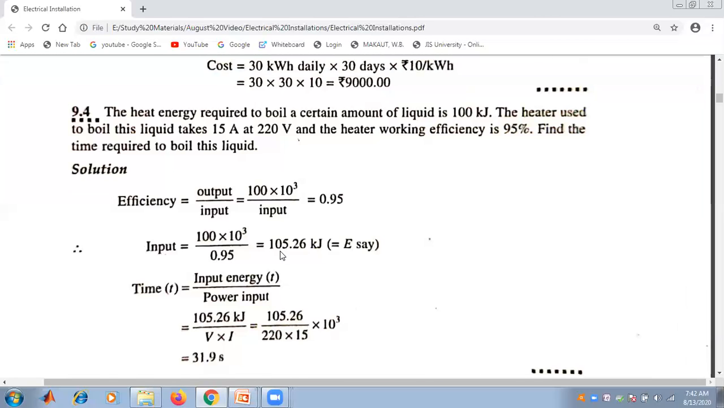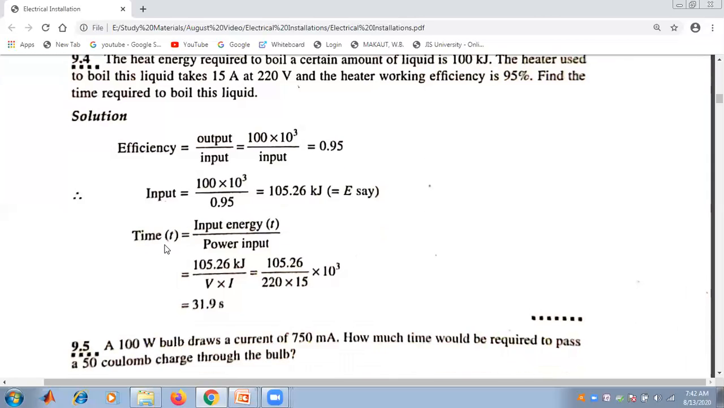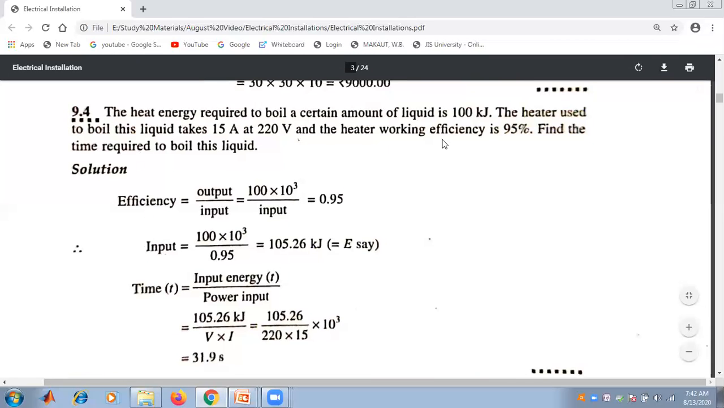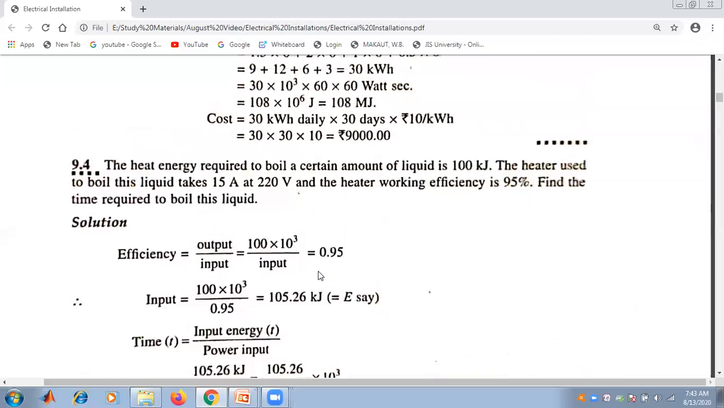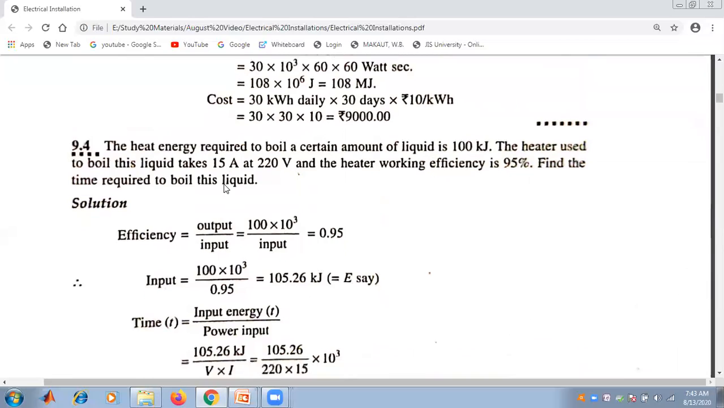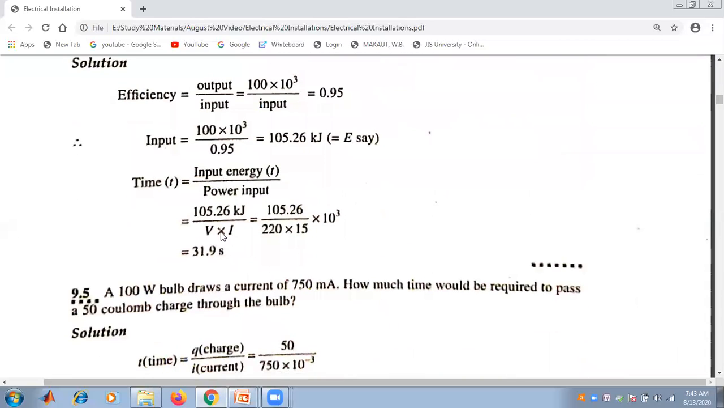that is 105.26 kilojoule. Now we have to find the time required to boil this liquid. So time is input energy divided by power input, that is 105.26 divided by V into I. In kilojoule, we are converting it into joule, and V is the 220 volt and I is 15 ampere. So the time that we have calculated is 31.9 seconds.